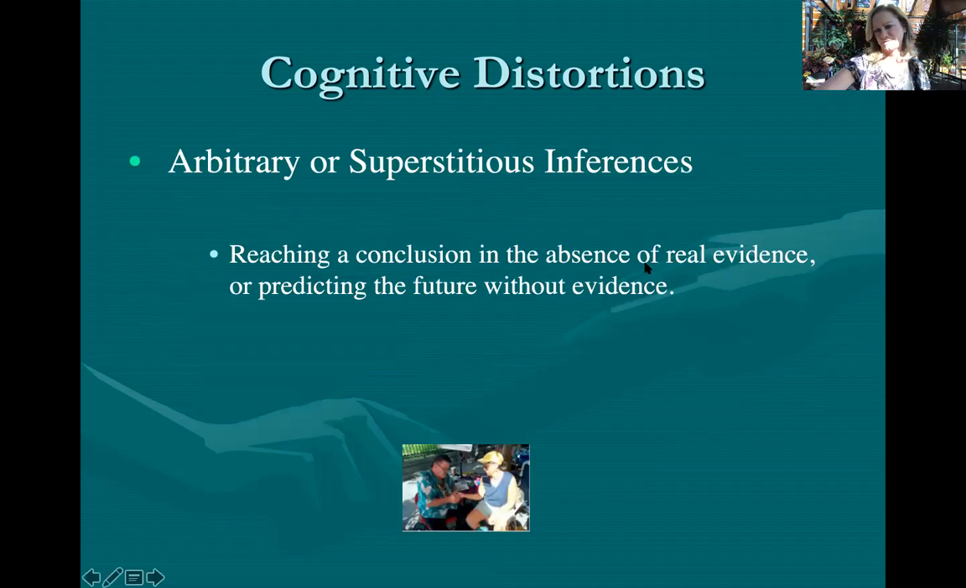Arbitrary or superstitious inference. This is when we reach a conclusion in the absence of real evidence. And so superstitious thinking or jumping, arbitrary meaning random, we're making a random conclusion without evidence. And I'll give you a couple of examples here.